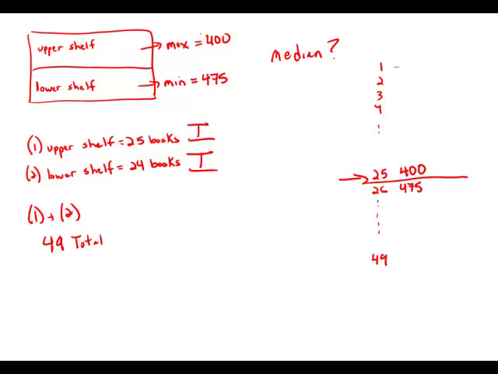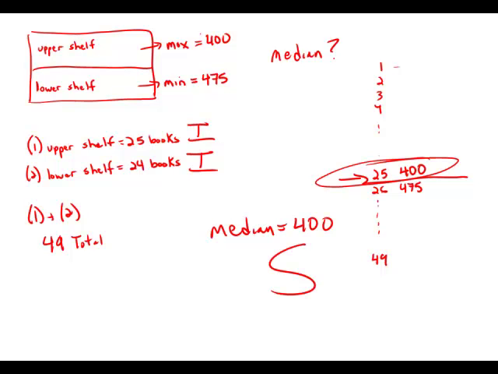But we don't care so much about that. What we know is that the median of the list, the 25th entry on the list, is 400. So combining the statements, we have sufficient information to answer the question.